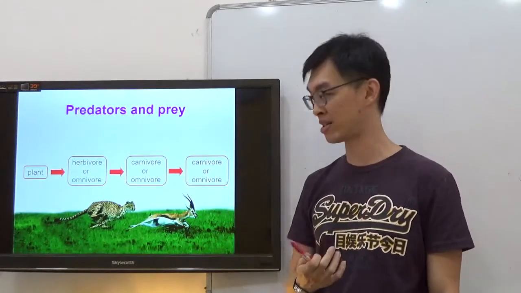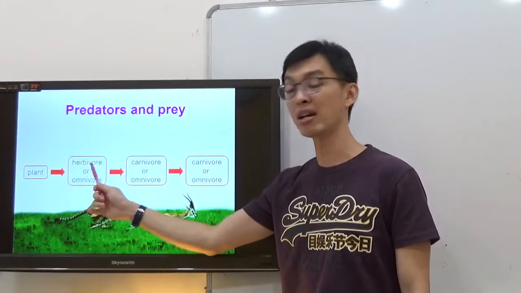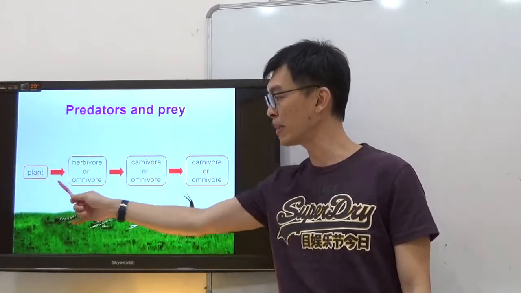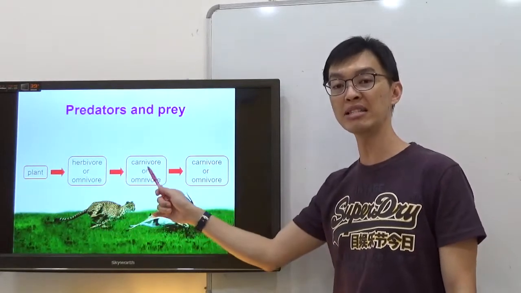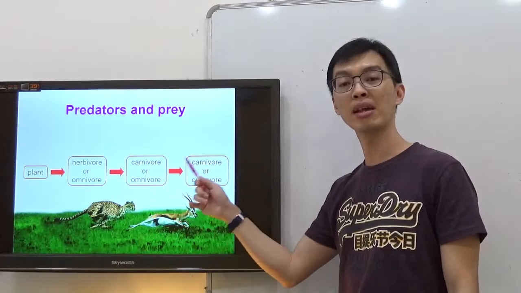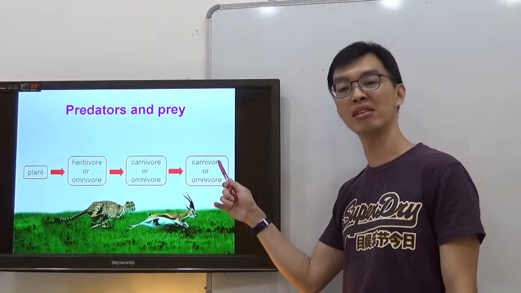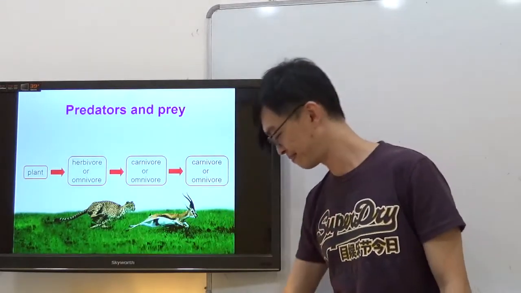Now, what do I mean by that? Meaning a plant can be eaten by a plant eater. It can also be eaten by a plant and animal eater. Now, in turn, it is either eaten by an animal eater or plant and animal eater, which is in turn eaten by another animal eater or plant and animal eater.